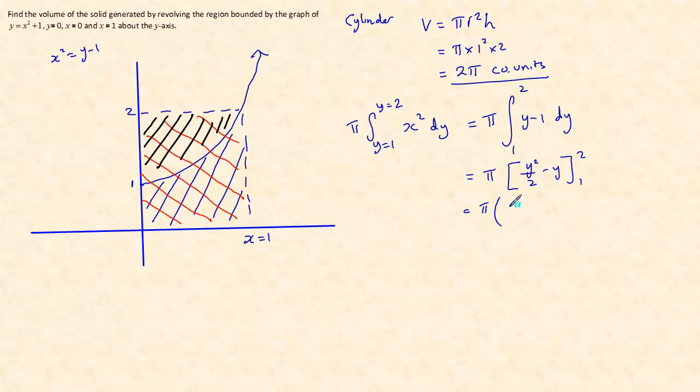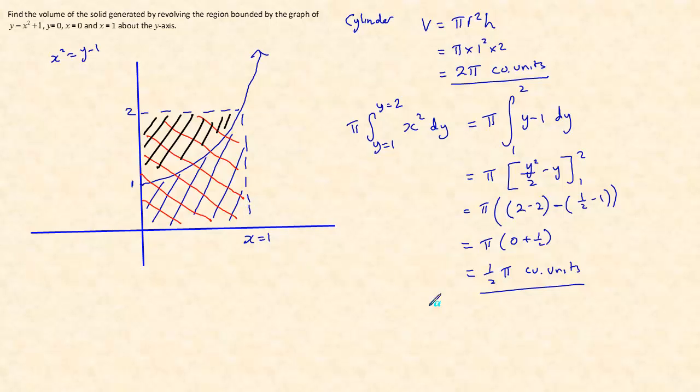So substitute 2 in and we get 4 over 2, which is 2 take away 2. And then here we're going to get a half take away 1. So that's going to be pi into 0, add a half. So that's a half pi cubic units.